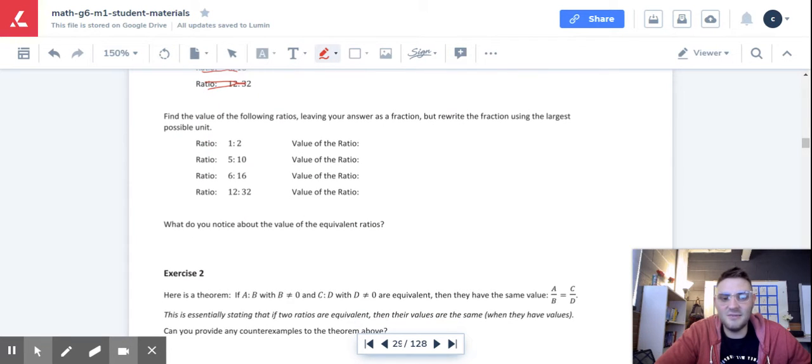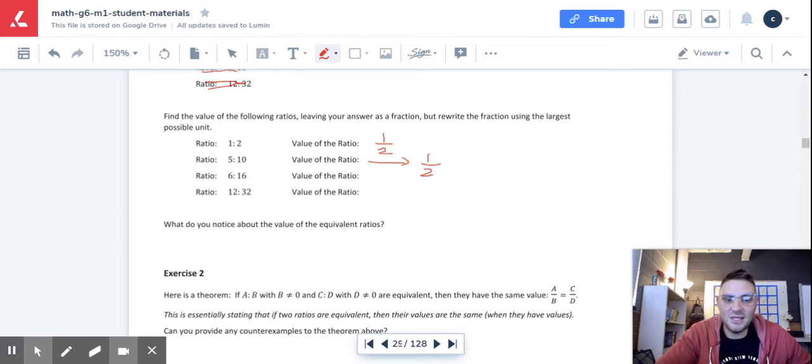Okay. Now it says find the value of ratios. Leave your answer as a fraction, but rewrite the fraction using the largest possible unit. So 1 to 2 is just 1/2. So that was easy. 5 over 10 is also equivalent to 1/2. So that would also be 1/2. And it says largest possible unit because 5/10, tenths, are smaller than halves. So we're going to make that a half.